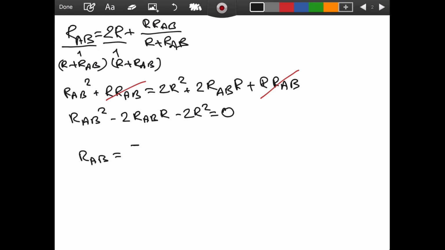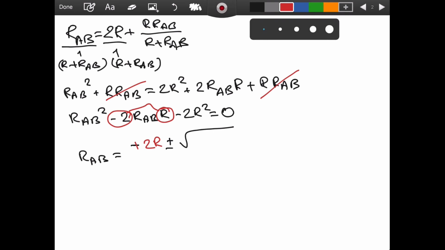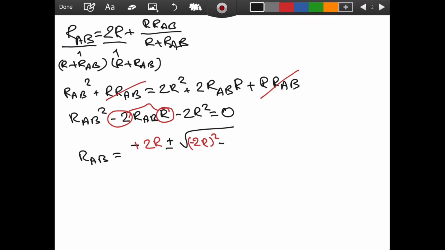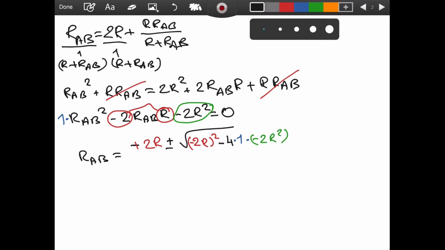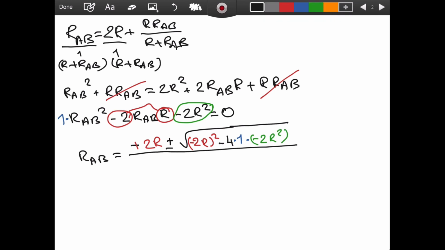RAB is equal to negative, this part, so it becomes, oops, not that part, right, these two, the coefficient of our RAB term. So we have 2R, what am I doing, 2R plus or minus the square root of B squared, which is 2R in this case, negative 2R actually, squared, minus 4A, which is just 1, right, 4A, and then C, which is this. Great. And we divide all that by just 2.